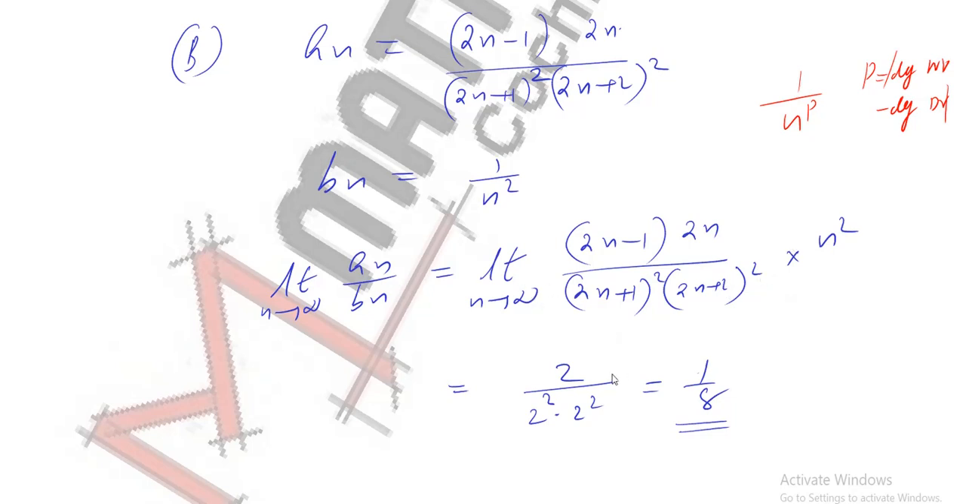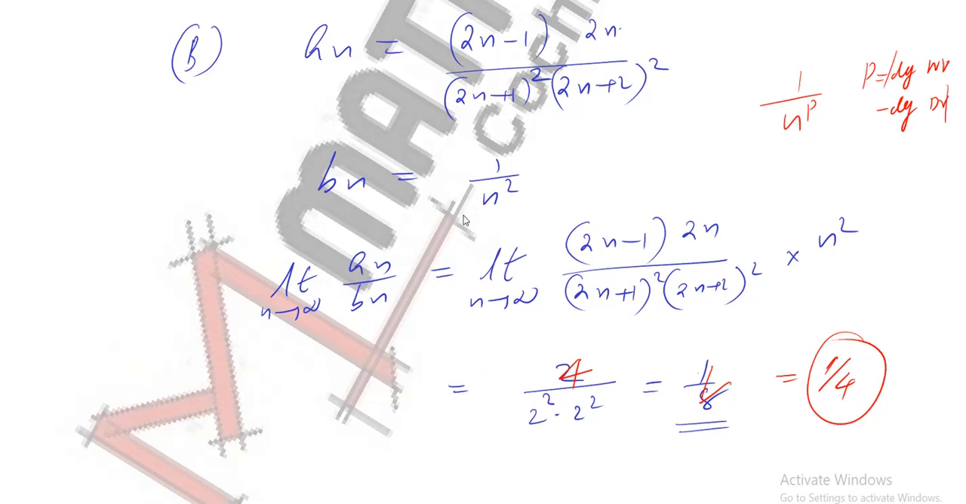Therefore, to find the limit, it's easy. It's enough to take the leading coefficients. That means the coefficient of n to the power 4 in the numerator, that's 2 times 2, so it's 4. In the denominator, it's 2 square times 2 square. So that's going to be 1 by 4 times 1 by 4. So the answer is 1 by 4.